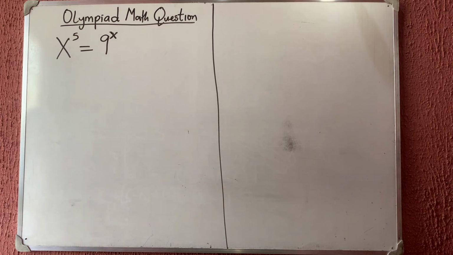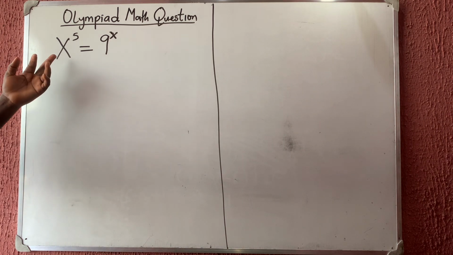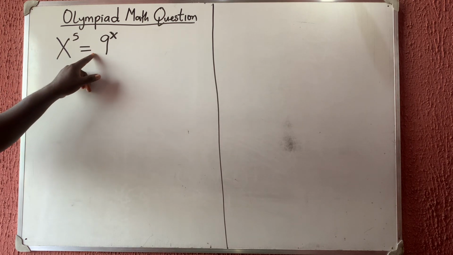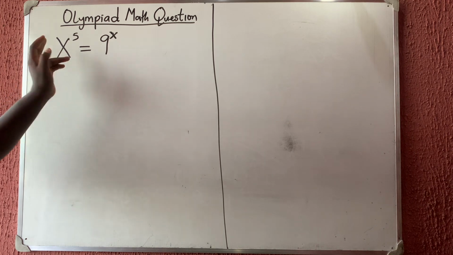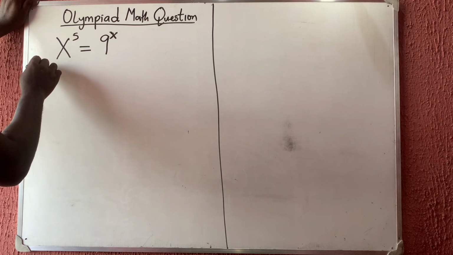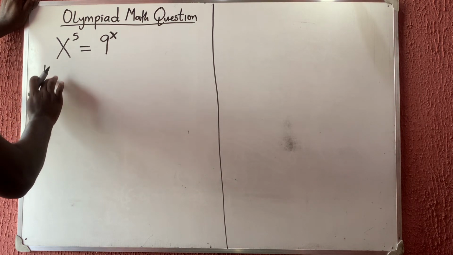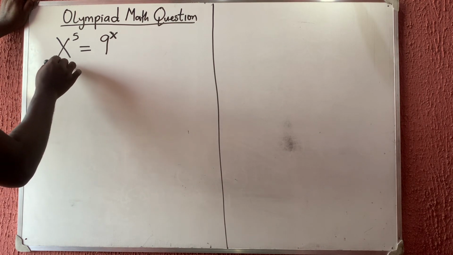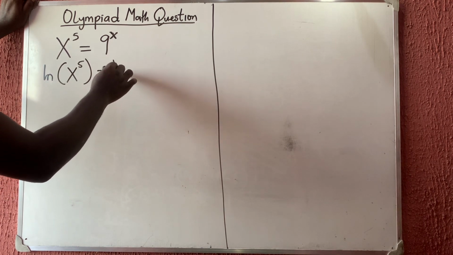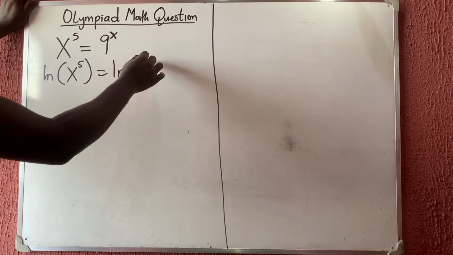Like I told you, whenever you have an exponential equation problem where the base cannot cancel out, then we must introduce logarithm. So let us introduce a natural log, ln. So ln of x raised to power 5 is equal to ln of 9 raised to power x.